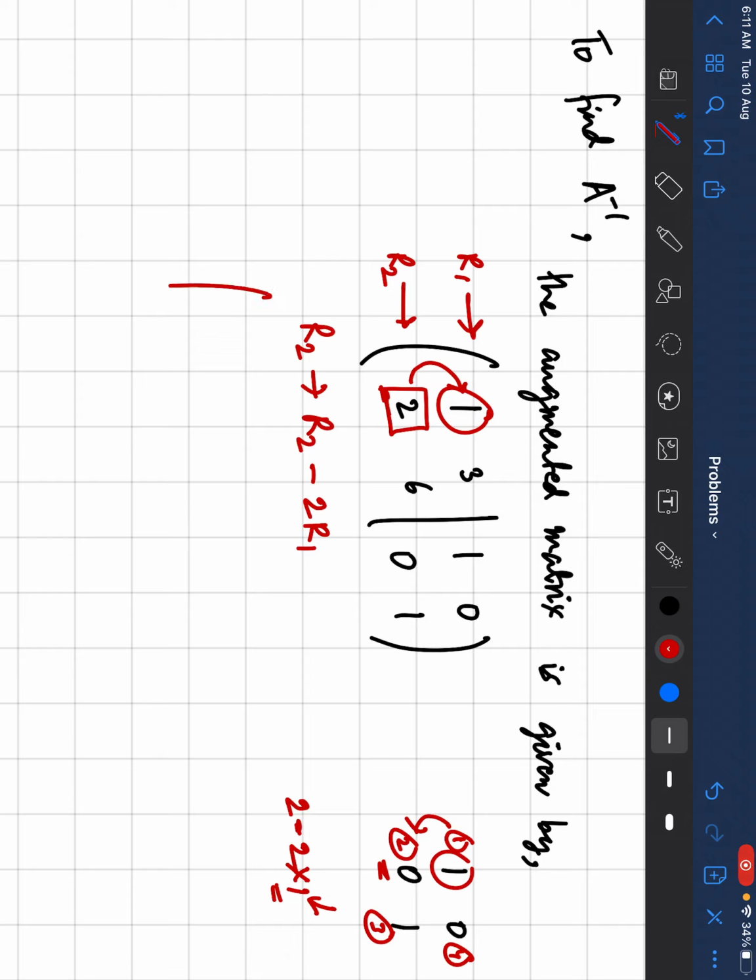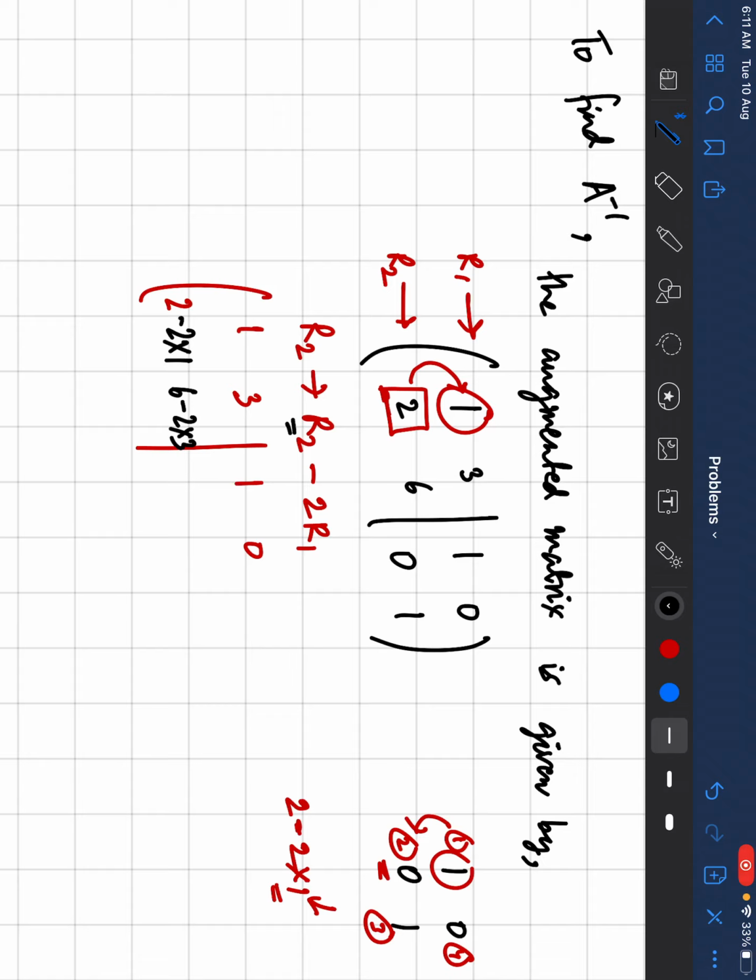So the operation becomes: the R1 row will remain fixed, and the R2 row will change. Look at here, the R2 element is 2, minus 2 into the R1 element, which is 1. This is what we have. Now the next one: the R2 element is 6. 6 minus 2 into the R1 element, which is 3. 2 into 3. This is what we have.